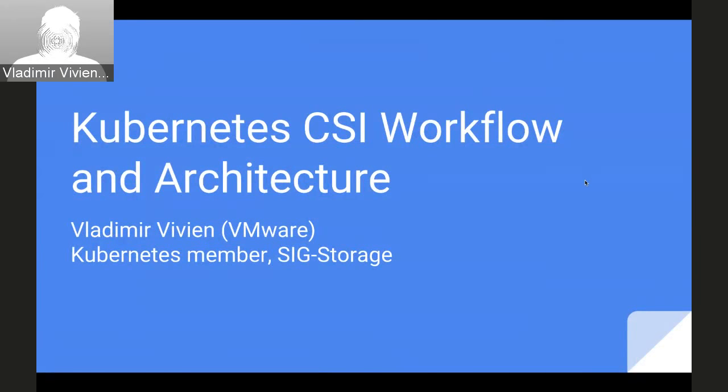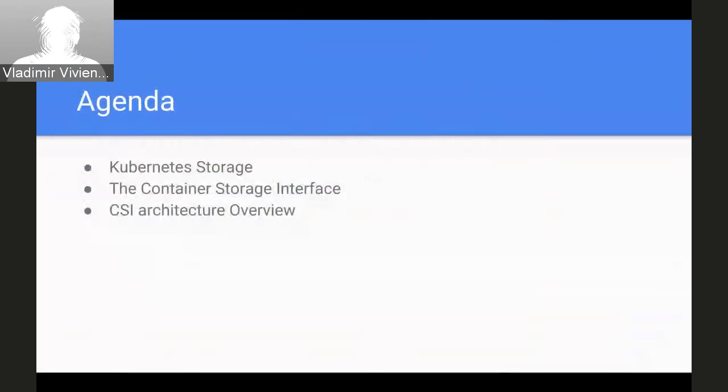Hi, my name is Vladimir Vivien. I work for VMware. I'm part of the cloud native unit there, where I work on cloud native stuff, including Kubernetes. So today, real quick, we're going to do a super high overview of CSI and basically the flow of CSI itself. So this is the agenda. We're going to look at Kubernetes storage, the container storage interface, and a high level overview of the CSI architecture.